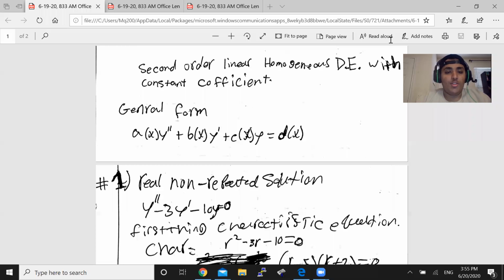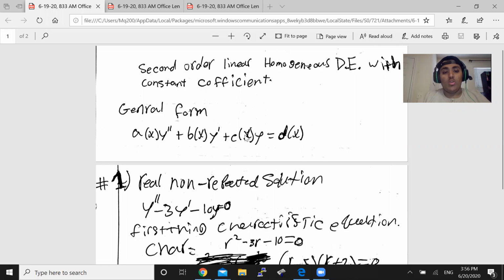Hey, how's everybody doing? Today we're going to explain a second order linear homogeneous differential equation with a constant coefficient and what it means, and also the different cases you could solve it with. Well, first of all, we have to define each term. That's the general form of the whole equation.